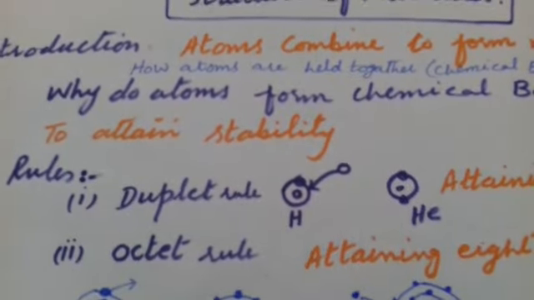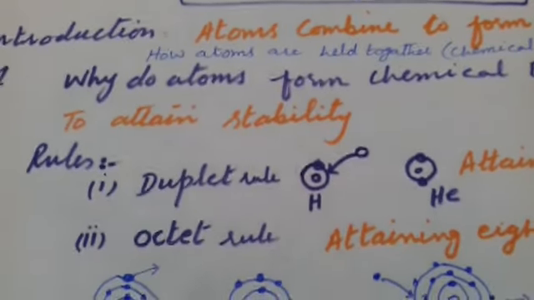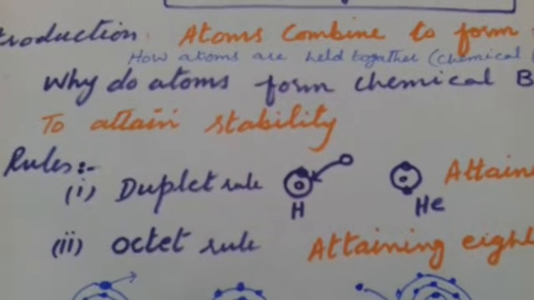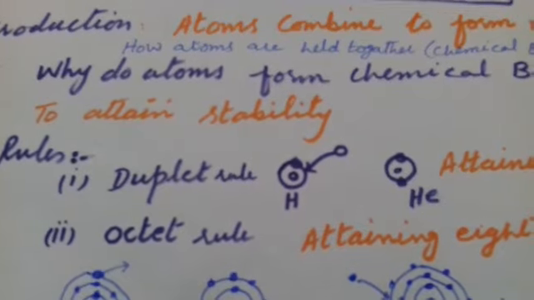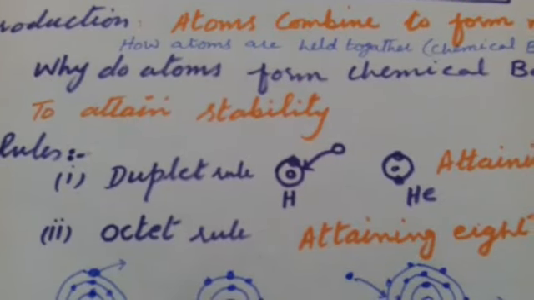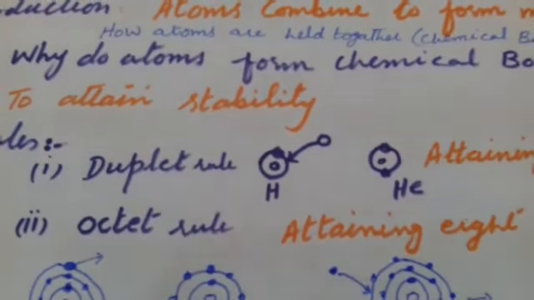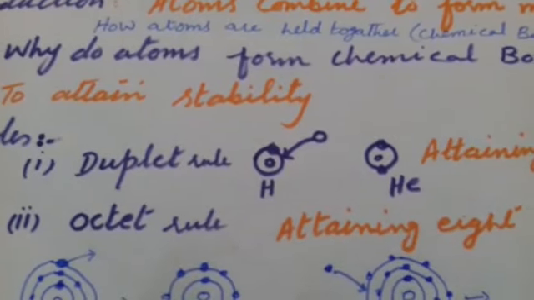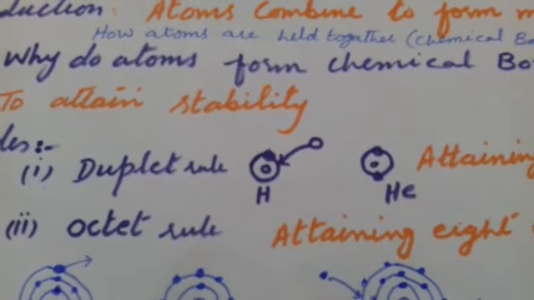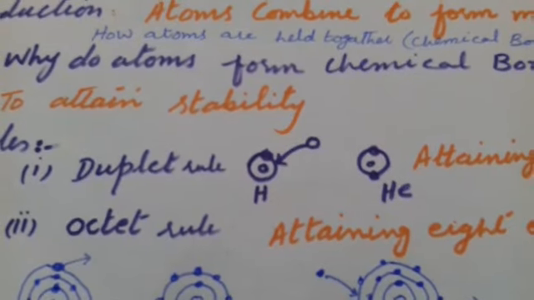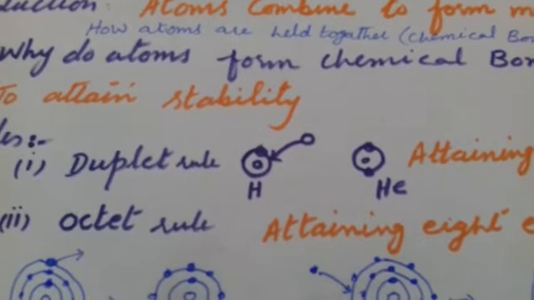Atoms combine to form molecules and obey two rules. One is the duplet rule and the other is the octet rule. In the periodic table, there are two elements which obey the duplet rule. As the name shows, duplet means 2 electrons. Hydrogen has only 1 electron in its outermost shell and helium has 2 electrons in its outermost shell. Hydrogen completes its outermost shell by gaining 1 electron, and hence these two elements obey the duplet rule.